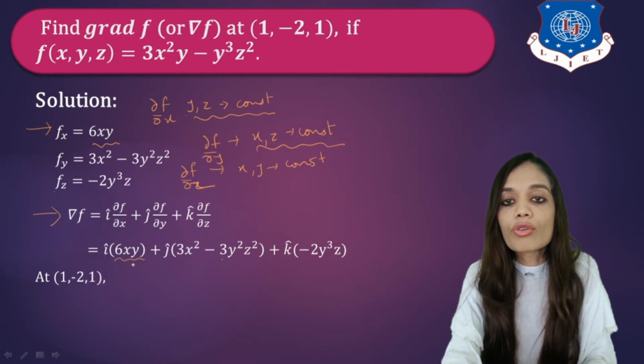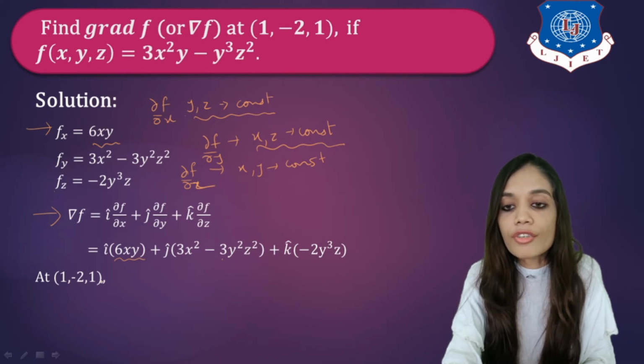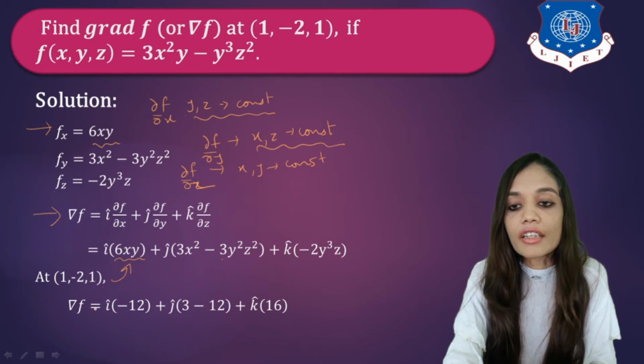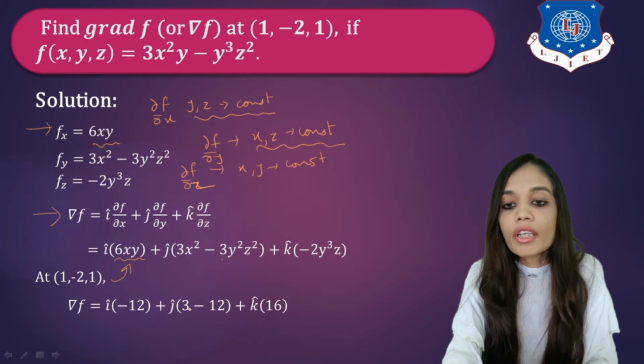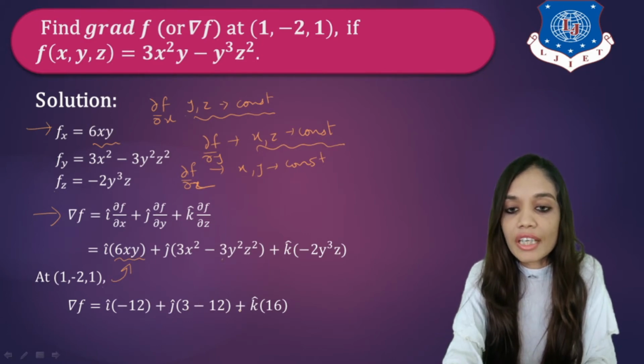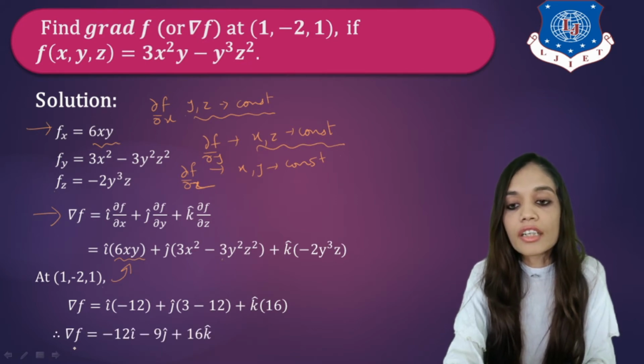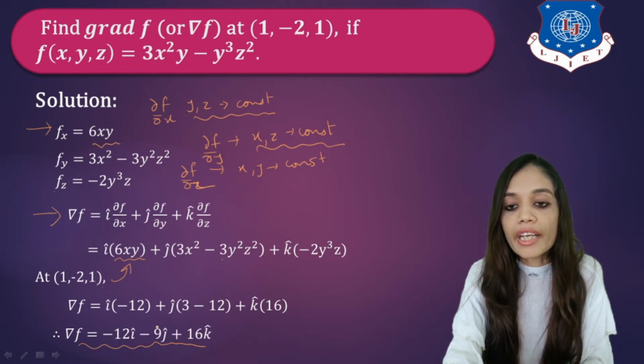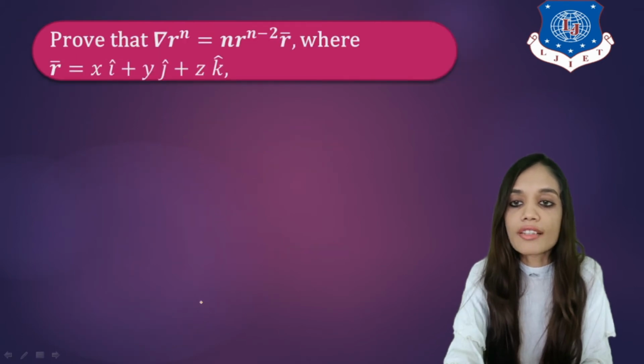Now we will put the value of our point, that is 1, minus 2 and 1, where x is 1, y is minus 2 and z is 1. So put this point in gradient. So we will get gradient of f is equal to i cap times minus 12 plus j cap into 3 minus 12 plus k cap into 16. Simplify this, so you will get gradient of f is equal to minus 12 i cap minus 9 j cap plus 16 k cap. Now let's solve one more example.